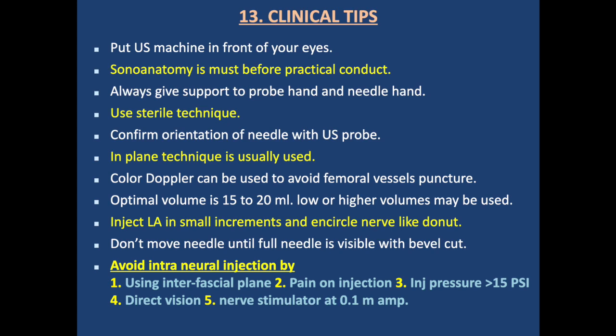We use the interfascial plane. That means we don't direct the needle towards the center of the nerve, and in this block we direct the needle towards the lateral most part of the nerve. Our target is to reach the interfascial plane, the two layers of the fascia iliaca, and open the space, and then we inject the local anesthetic solution. We use a nerve stimulator at the lowest current of 0.1 milliamperes, and if we are intraneural, it will give a twitch. Thanks.